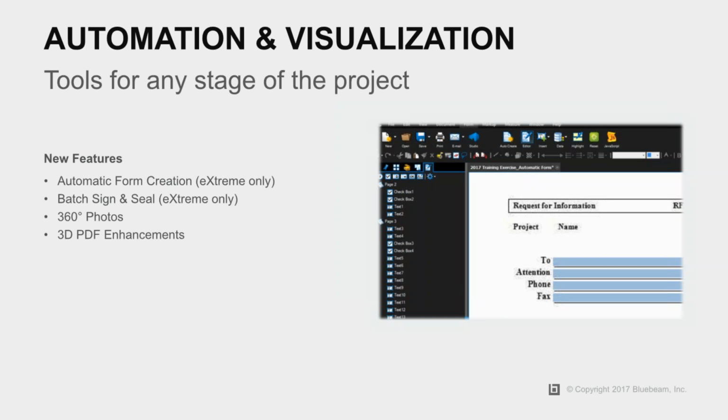And lastly, 3D PDF enhancements. So we've enhanced the way that you're able to interact with 3D model elements, element data. You can now change some of the metadata, change some of the coloration, and export your 3D model tree, and I'll show you how that works as well.